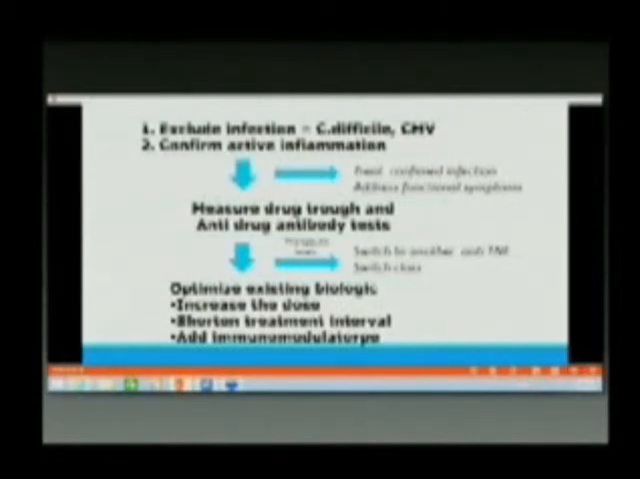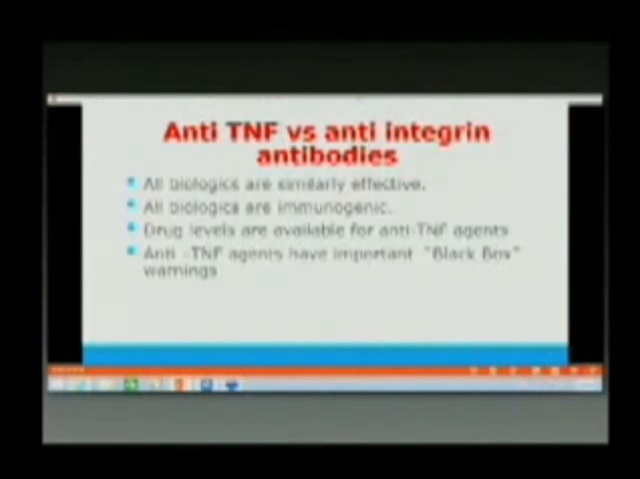If your drug trough levels are therapeutic, then it means you've got a disease which is resistant to the TNF. You either switch class or you switch to another TNF agent. If the drug levels are low, then you optimize it by either increasing the dose of the drug or shortening the interval at which you give it, or, if you haven't started immunomodulator therapy, give immunomodulators. So we're almost coming to the end of this lecture.